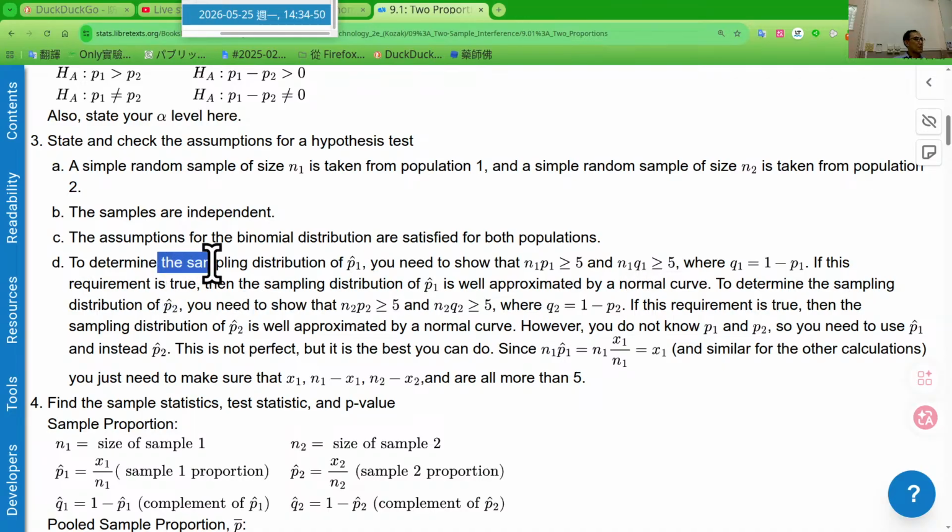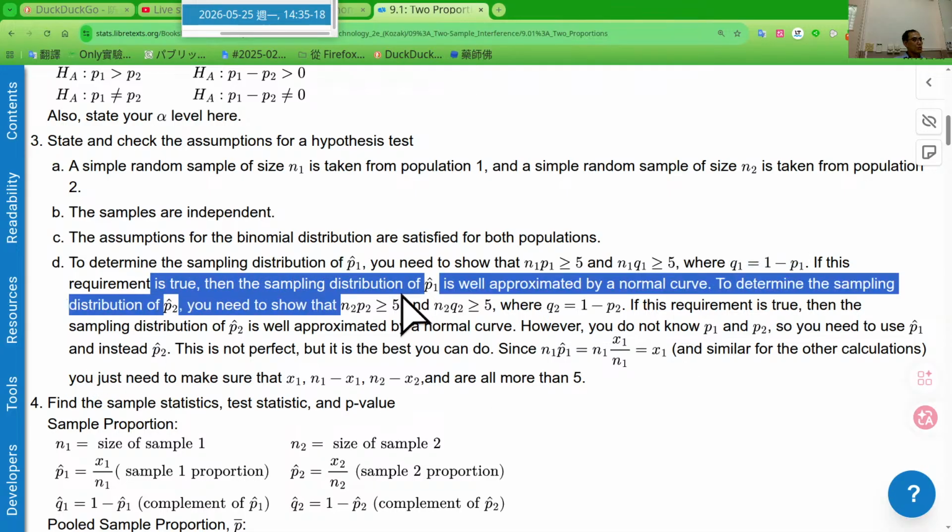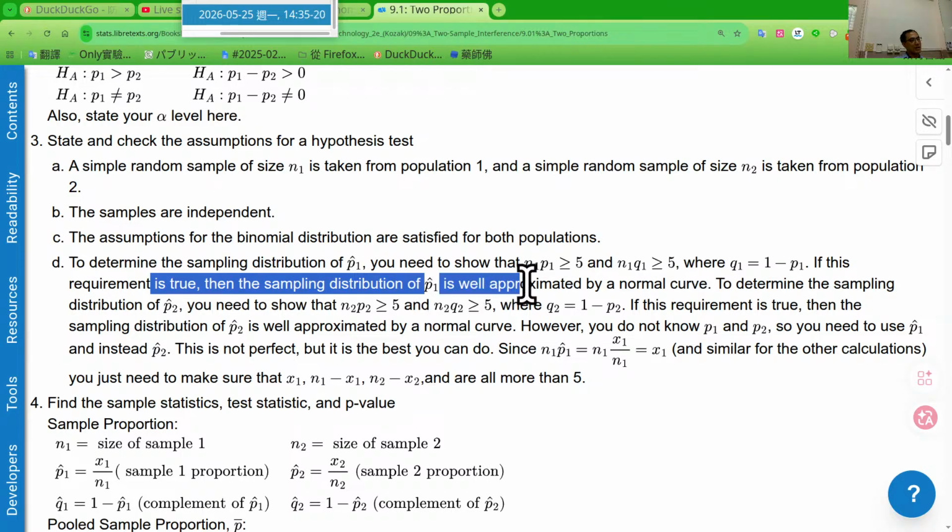To determine the sampling distribution of P1 hat, you need to show that n1 times P1 is greater than or equal to 5, and n1 times Q1 is greater than or equal to 5, where Q1 is 1 minus P1. I think we are familiar with the formula previously. If the requirement is true, then the sampling distribution of P1 hat is well approximated by a normal curve.